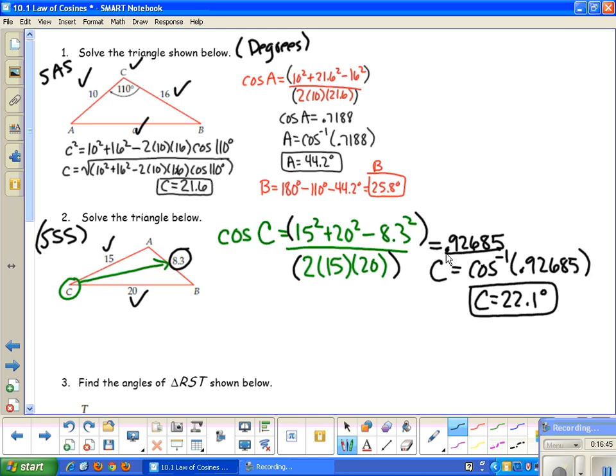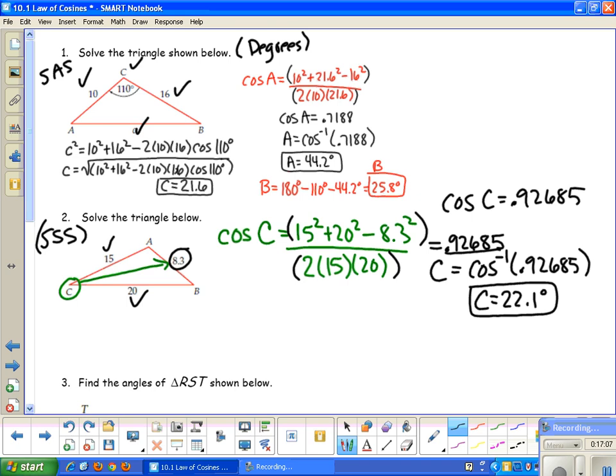So to solve for the cosine of C, because we really have the cosine of C equals 0.92685, I want to do the inverse. So C is equal to cosine inverse of 0.92685. And when you do that, you round to the nearest tenth and you get 22.1 degrees. Make sure that you label this as degrees since that's what we're working with.